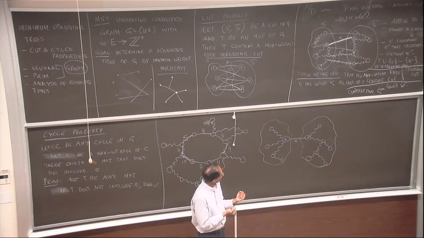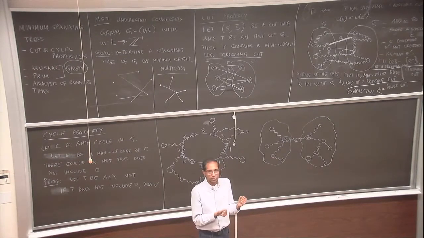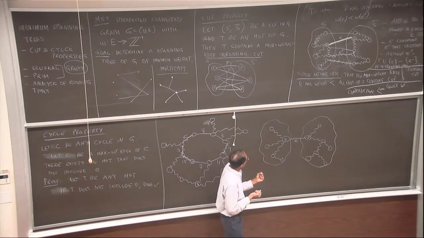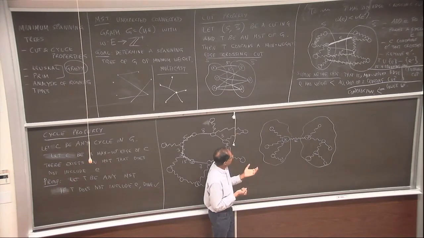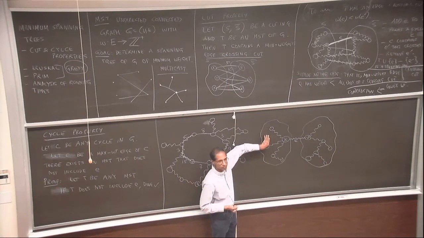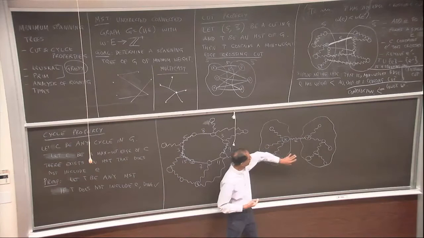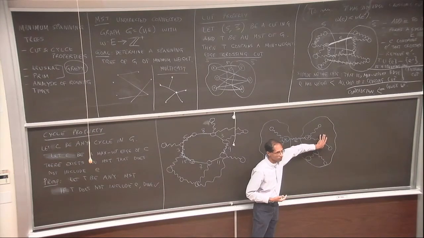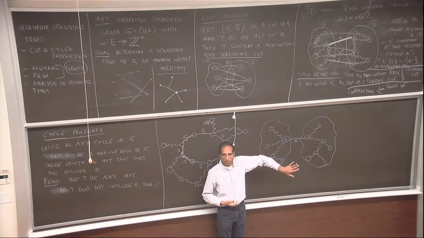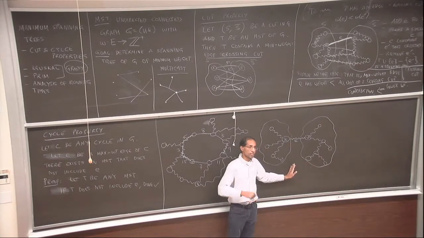What are the possible choices of edges that I should be adding? Will it help me if I add an edge here? No. In fact, what will happen? That will create a cycle. Will it help me if I add an edge here? No. So the only edges I should consider are the ones crossing this cut in G.